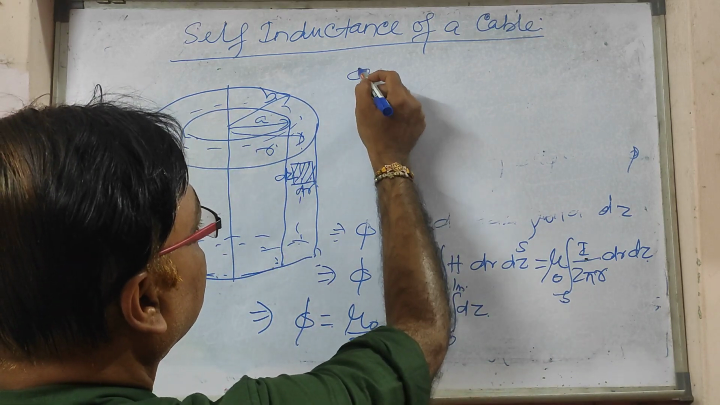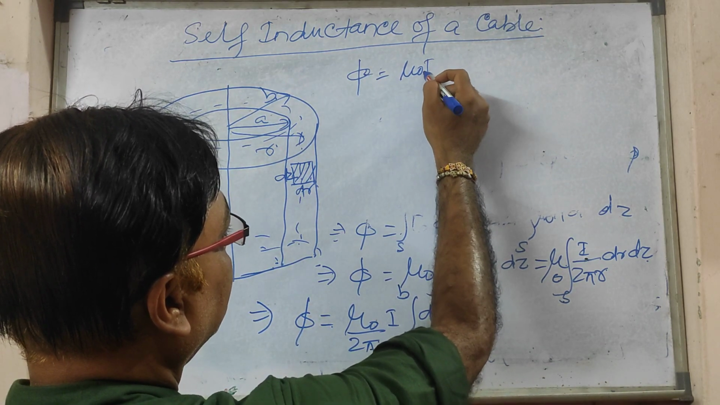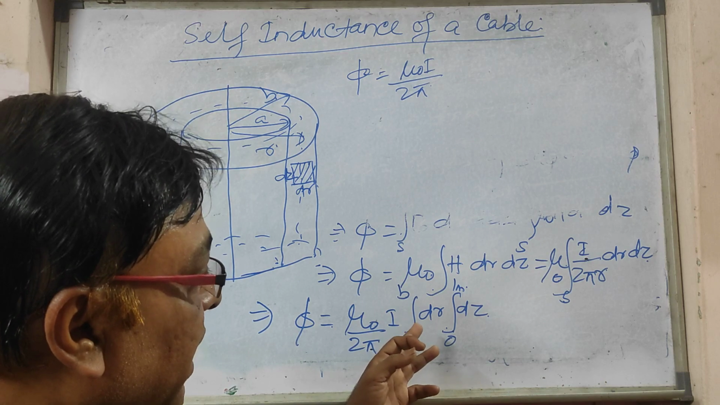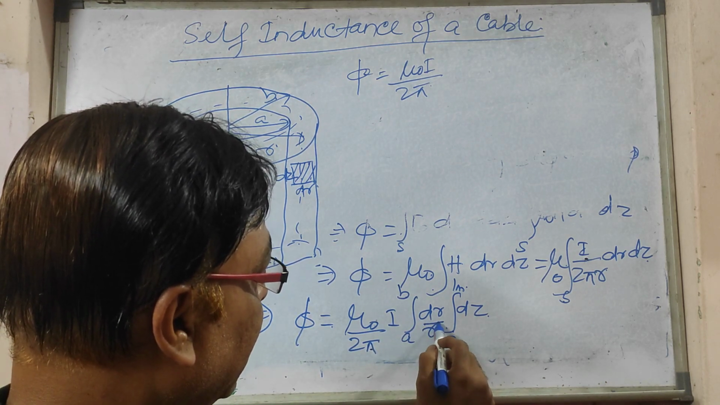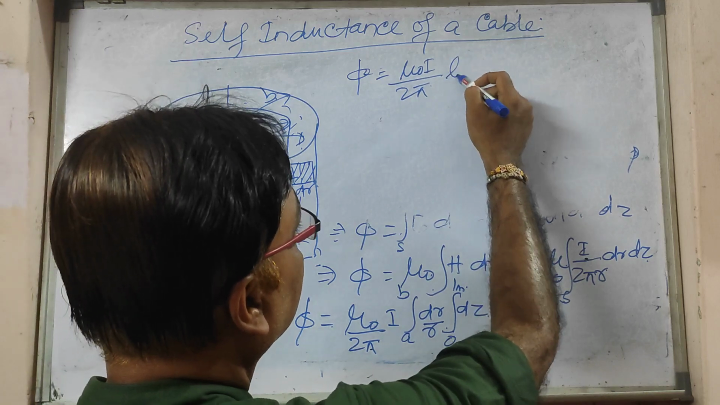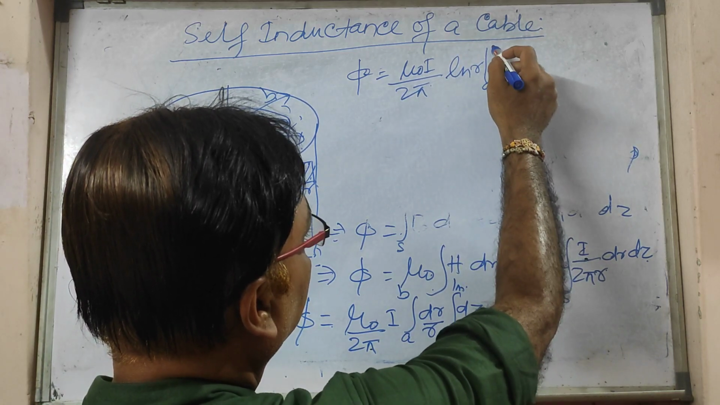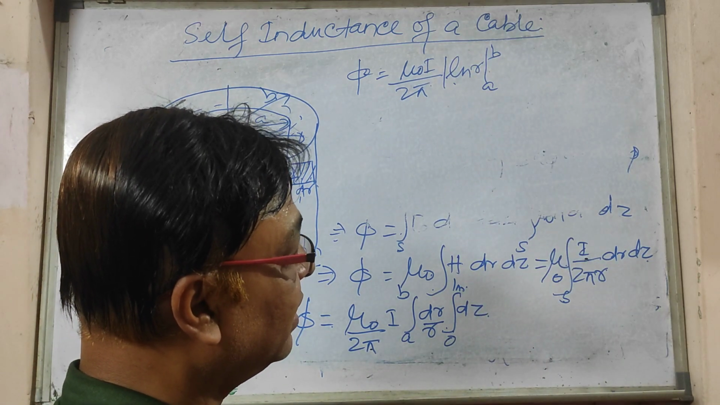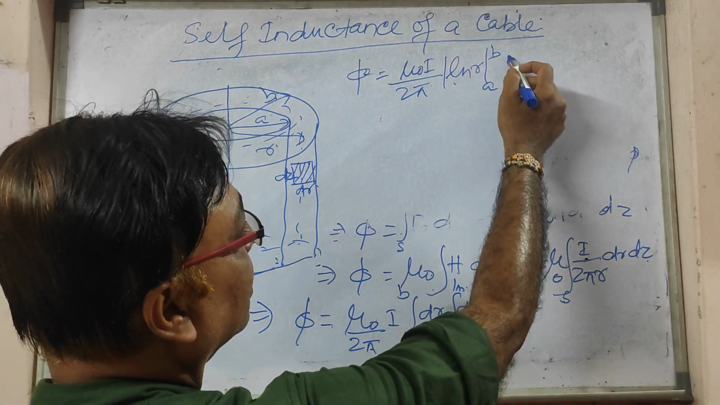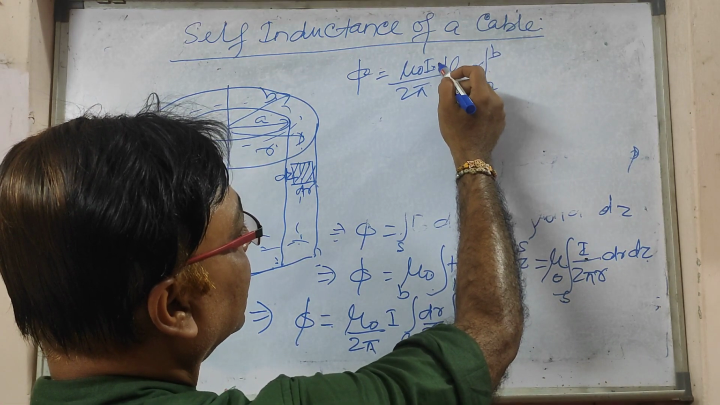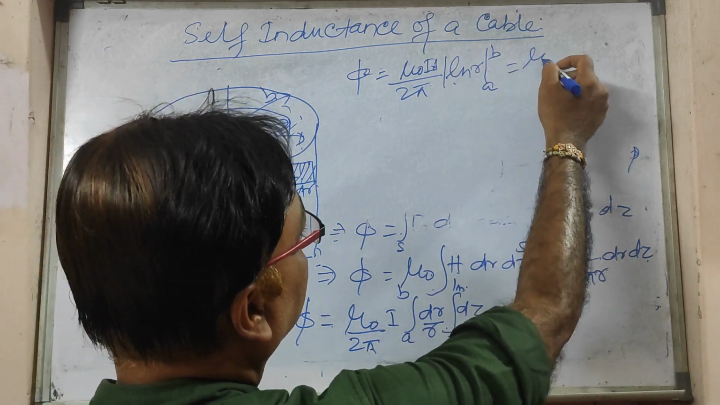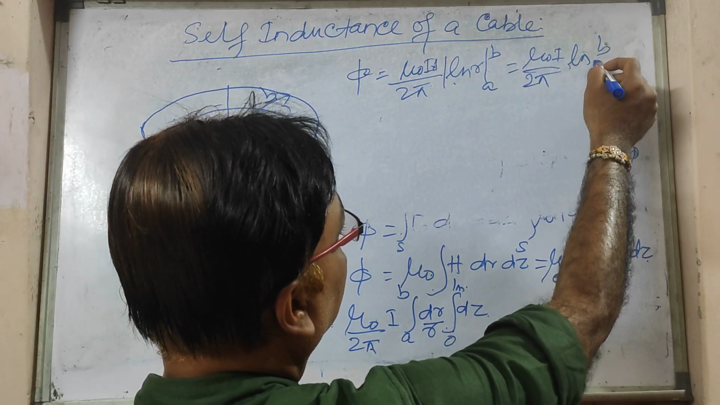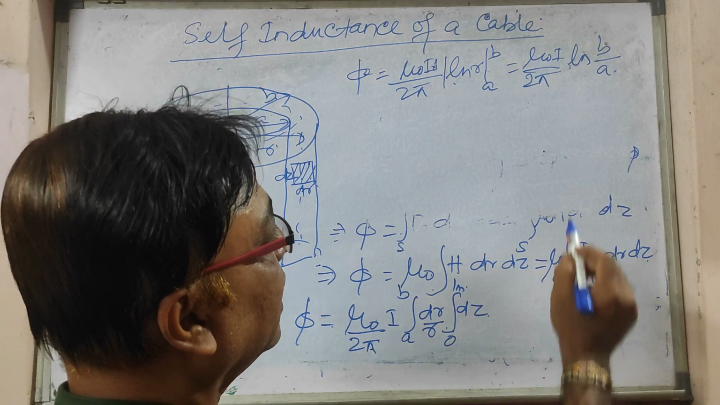Now phi is equal to mu 0 I by 2 pi. So dr by r, if we put the limit, it will be ln r, from a to b, and integration of dz will be z, and if we put the limit, it will be 1. So 1 into this one is 1, so I can write this as mu 0 I by 2 pi, and if we put the limit, it will be ln b by a.